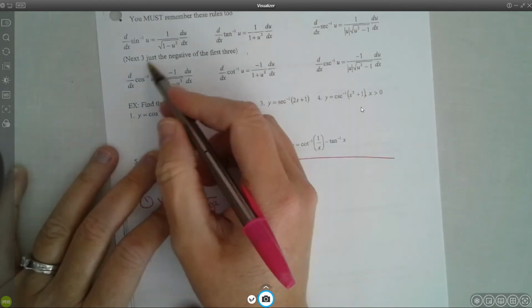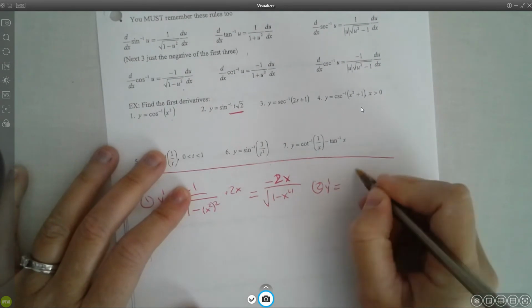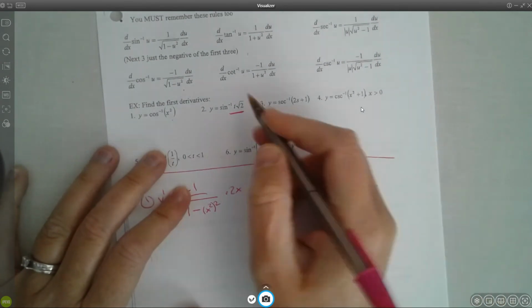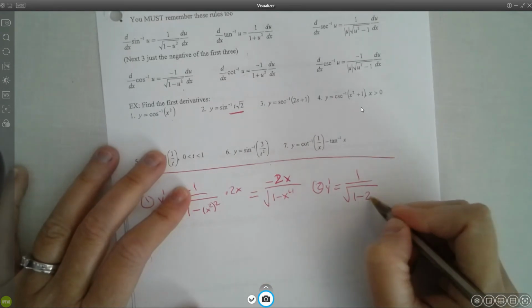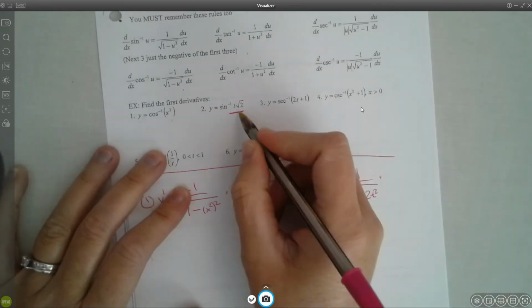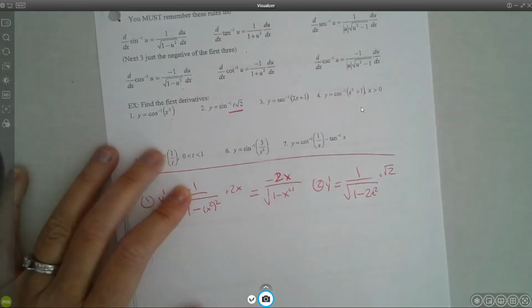For number 2, this is just a number times t, but that is your u. So I'm going to plug that u right up into here. So for number 2, it's 1 over the square root of 1 minus, I'm going to go ahead and square this. So that becomes 2t squared, times the derivative. That's just a number times t. So the derivative would be that. You can just put that on top and you'd be done.